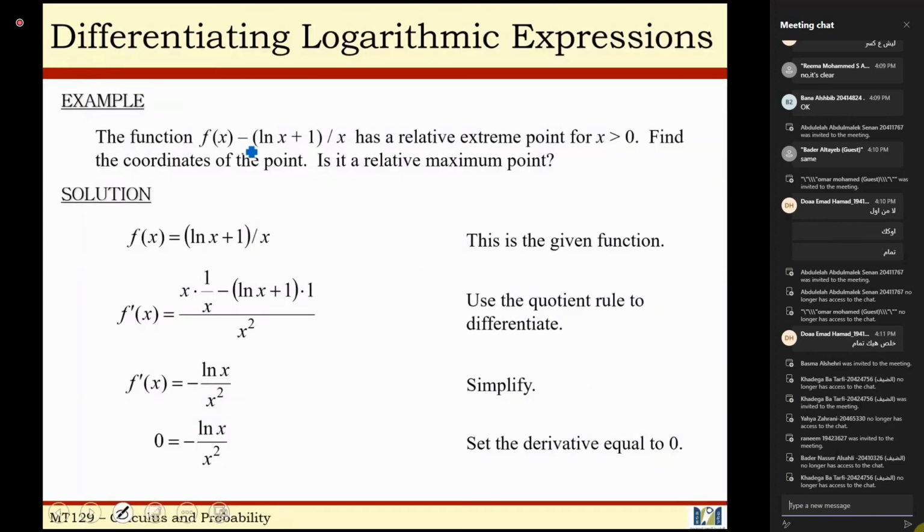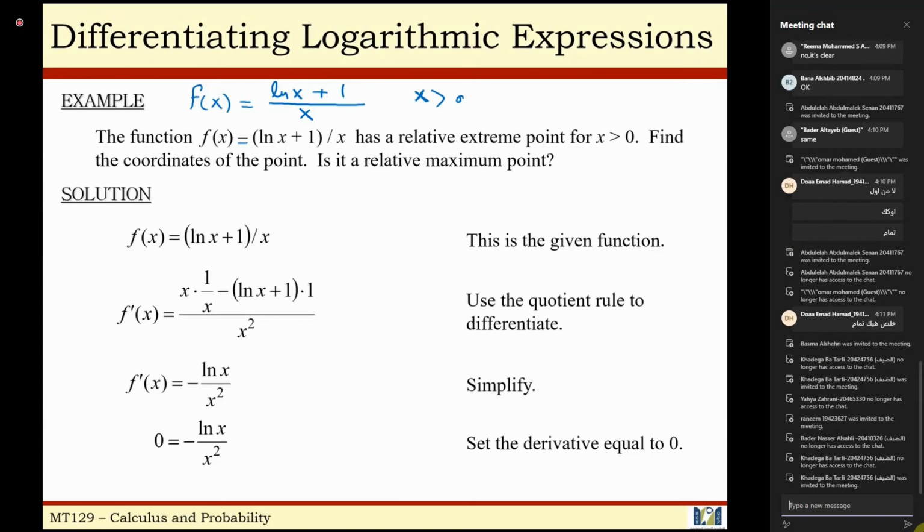The function we have, f of x, equals ln x plus 1 over x. This is the function. The relative extreme point is for x greater than 0; it must be x greater than 0. Yes, sure, because x inside the ln must be positive only, not equal to 0, not negative. Find the coordinates of the points and the maximum point.